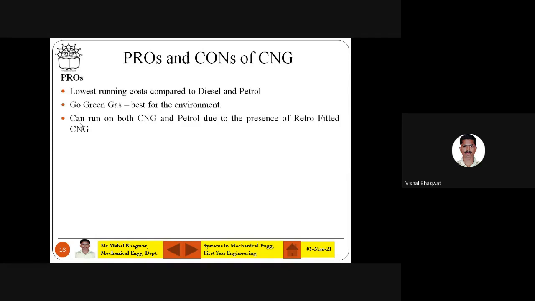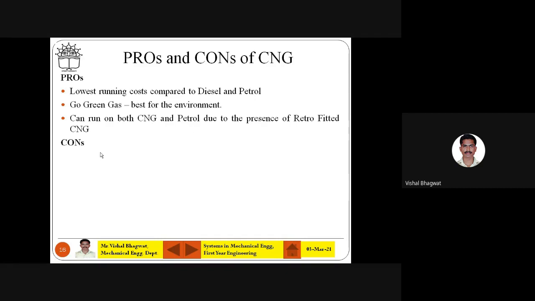Then it can run on both CNG and petrol due to the presence of a retrofitted CNG kit. Initially we sometimes use petrol supplied to the engine to start, and later after a few seconds or minutes you can switch to CNG. That is called a retrofitted CNG engine. You might have seen it in some of the vehicles.